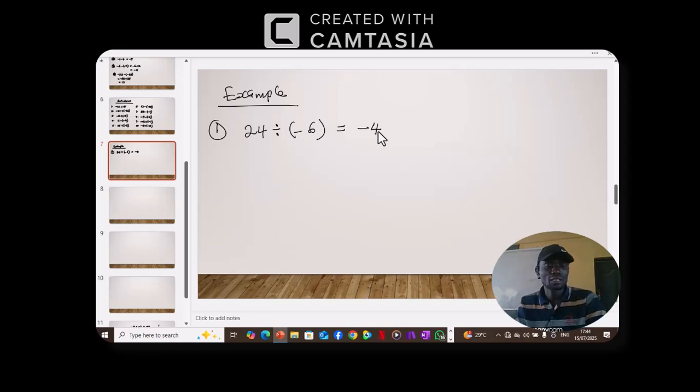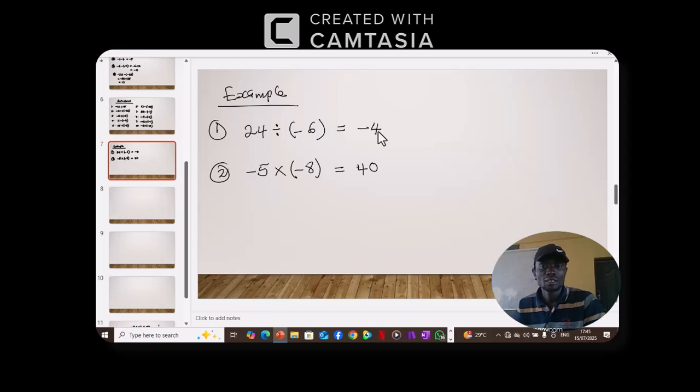Now, the second example: minus 5 times minus 8. Both numbers are negative. And we are told that when both numbers are negative, your answer must be positive, whether we write it or not. So 5 times 8 equals 40. So it will give you 40.